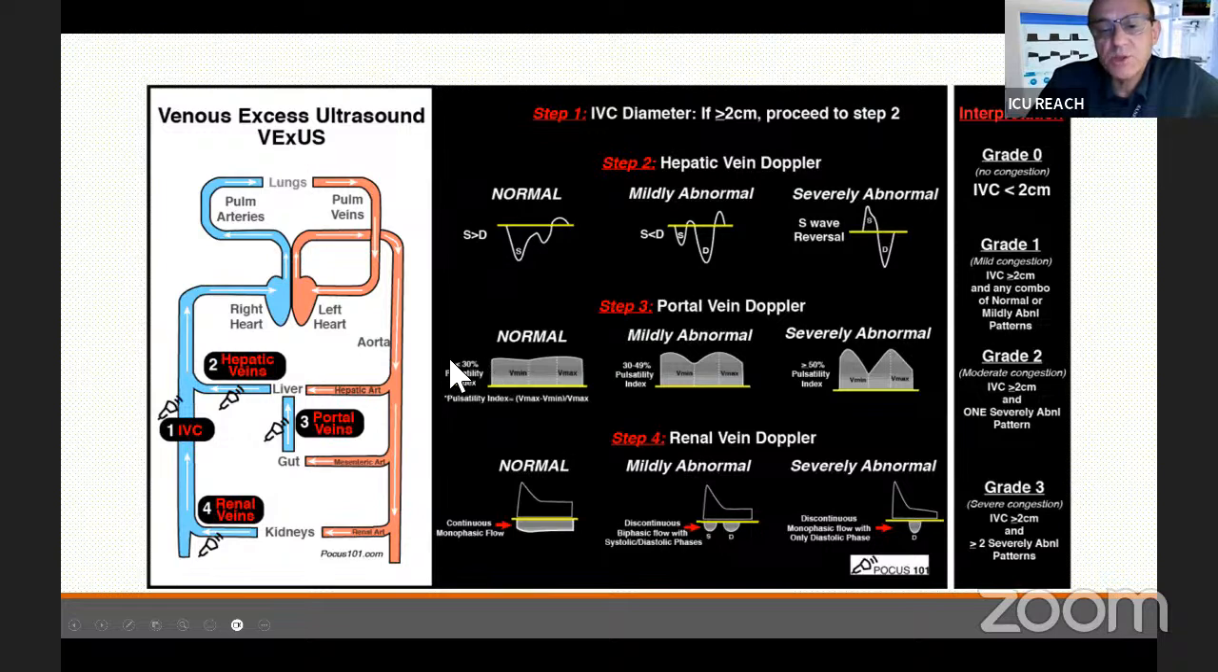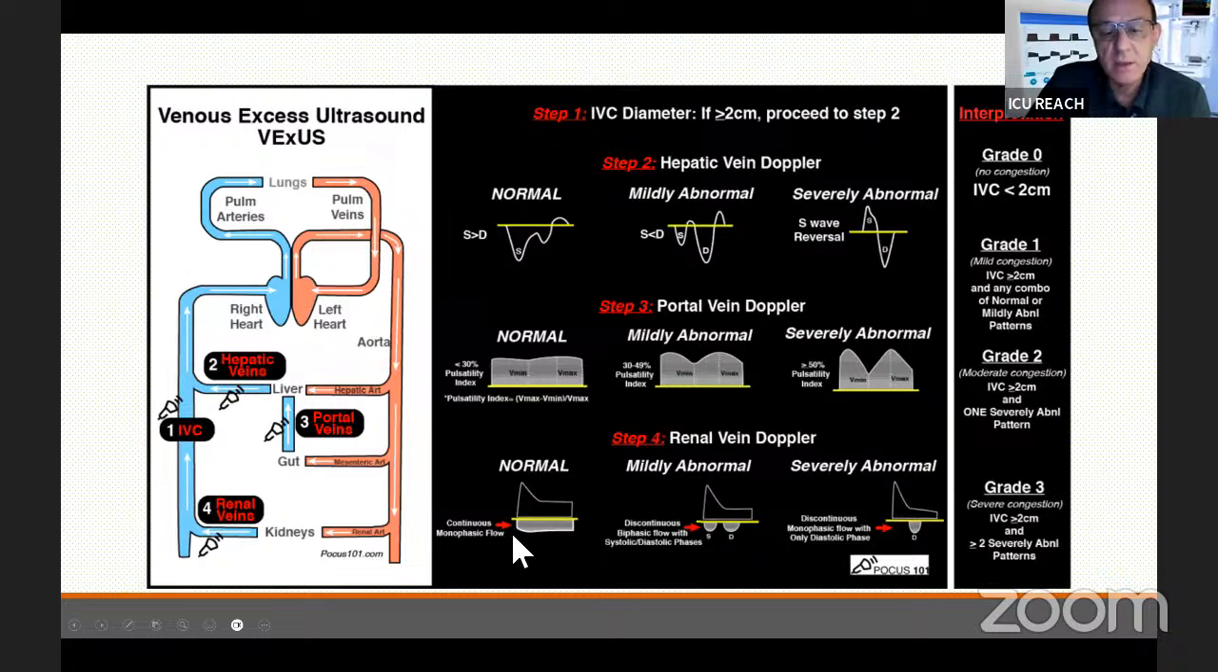In the portal vein, usually you see a very low pulsatility, and this is normal. If you started seeing more than 30, less than 50% pulsatility, this is abnormal. It may indicate that you have congestion. And when it becomes severe, more than 50% pulsatility, it indicates that the congestion is much more severe. If you combine this with the renal vein Doppler, you get more information.